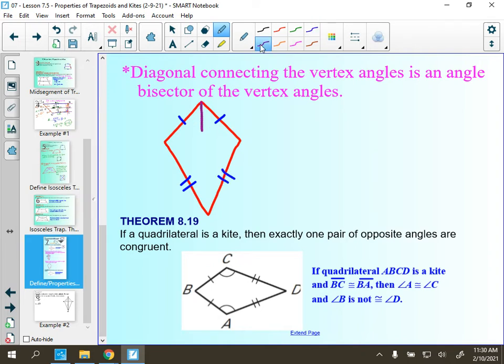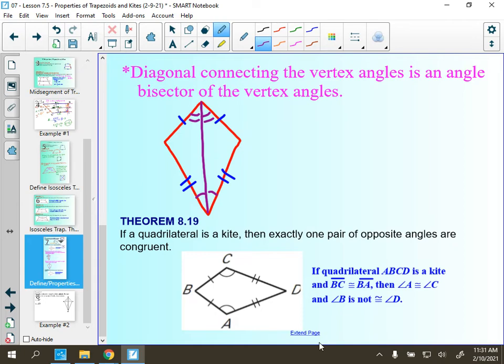And if I were to just draw this diagonal, what's going on here? Because of the symmetry, I'm going to use different angle markings, because I know that those angles wouldn't be congruent, so I'm going to use a different set, but it is bisecting those angles. So the diagonal connecting the vertex angles is an angle bisector of those vertex angles. Just a lot of terminology, and the words alone can be confusing there. So that definitely makes the picture.